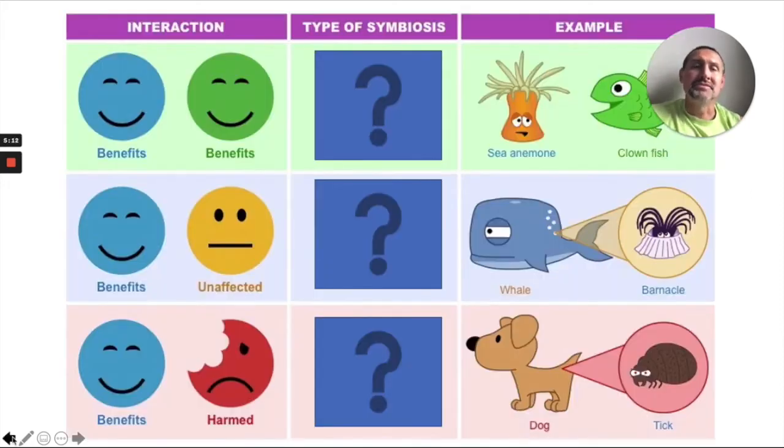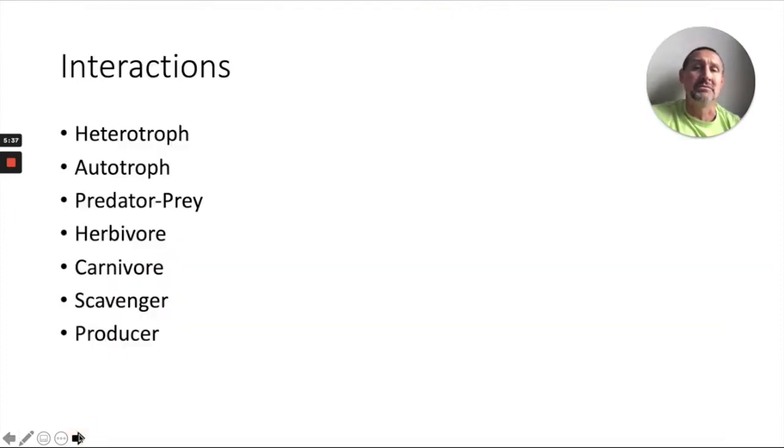Sometimes the relationships aren't predator-prey, autotroph, heterotroph. Sometimes the relationships describe a symbiosis, a life together. In the case where both organisms benefit, that's mutualism, where they both add something to the relationship. Where one benefits and the other is unaffected, that's commensalism. The final one, parasitism, is where one organism benefits, but the other organism is harmed.